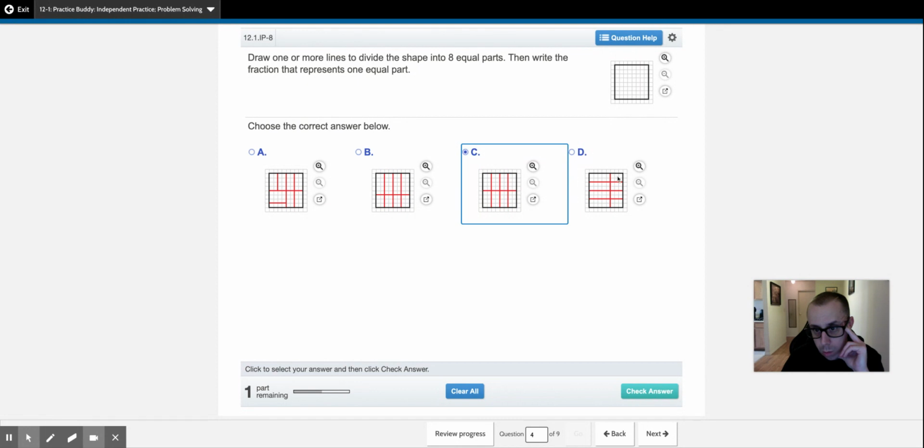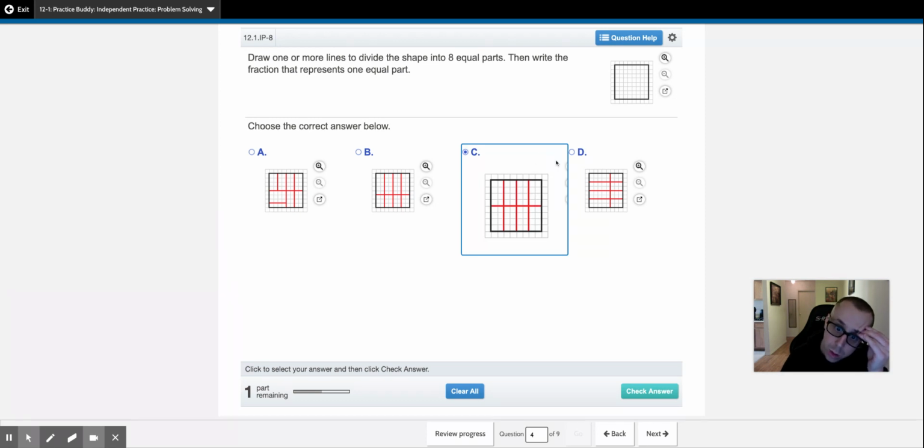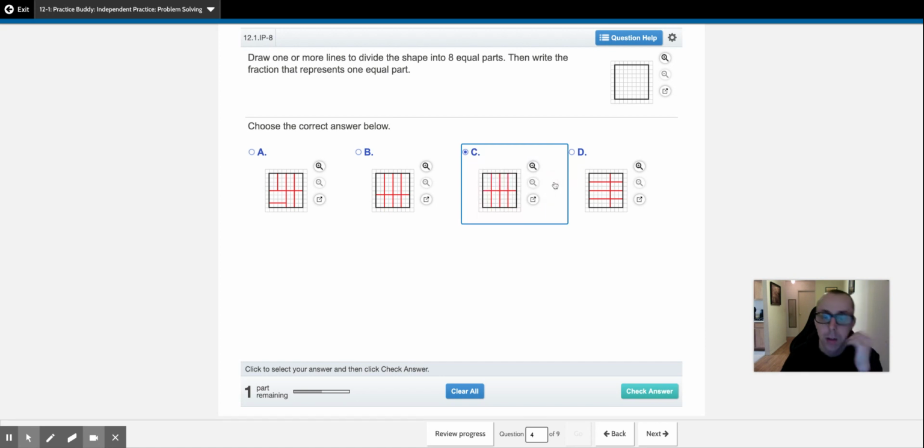1, 2, 3, 4, 5, 6. 1, 2, 3, 4, 5, 6, 7, 8, 9, 10. Okay, so this is the one. If you'd like, you could zoom in and make it bigger to help you count. Oops, you can go even bigger. Yikes. Better make it smaller again.